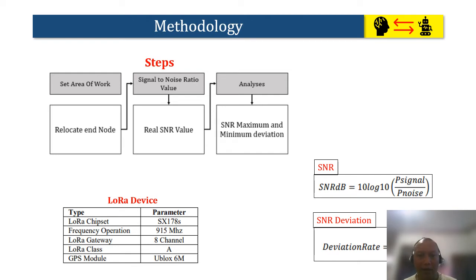The LoRa device that we engage here is a LoRa chipset SX1278, and the operating frequency is 915 megahertz, and the LoRa gateway is 8 channel. Only a single gateway is used in this experiment, the LoRa class operation is A, and the GPS module is u-blox 6M. And this is the formulation that we use to get the deviation of the SNR from the real SNR, which has the standard formula here.